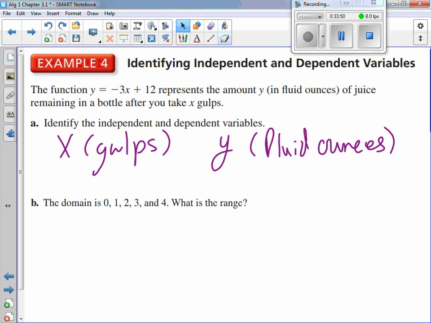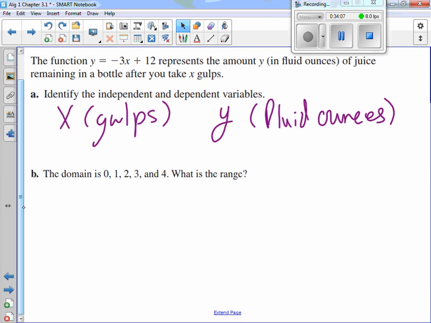Any questions on this here? Yes. So our independent is going to be the x. And they're going to give us some information describing it here. It's talking about the number of gulps. And y is the fluid ounces of juice, or how much juice is remaining. Now we have this here, the domain, 0, 1, 2, 3, 4. And what that's saying is we're going to take 0 and plug it in for x. Plug it in for our function. So our function is negative 3x plus 12.